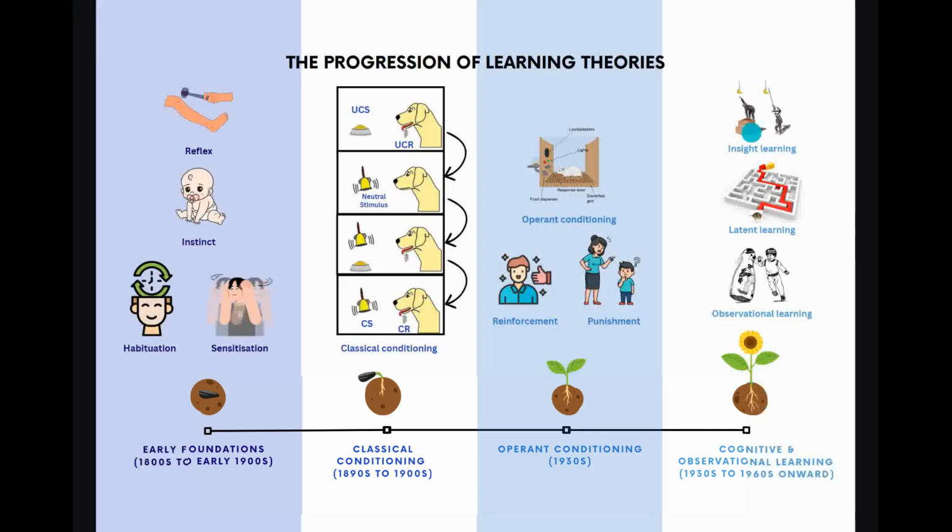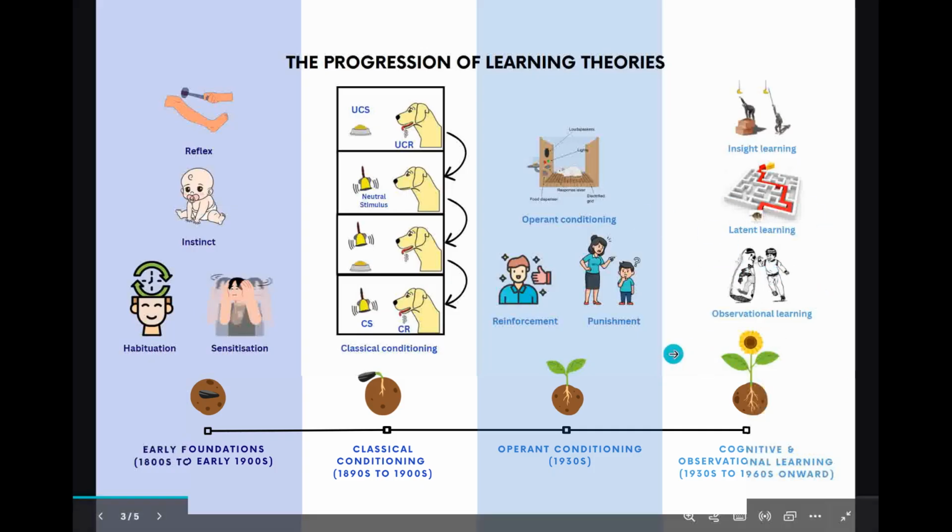Latent learning is illustrated by rats navigating mazes without rewards. The rats formed cognitive maps of the maze, but did not demonstrate what they had learned until a reward was introduced, so that's the cheese here. Finally, observational learning is demonstrated in the Bobo doll experiment. Children watched adults behave aggressively towards a doll and later imitated that behavior. When the adult model was punished, children were less likely to copy the aggression. This shows that behavior can be learned simply by observing others and noticing the consequences they receive.